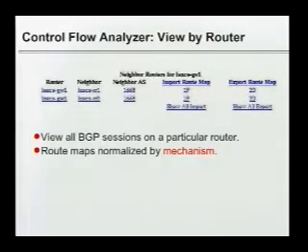So for example, you can look at all the BGP sessions at a particular router. You can say, give me the BGP sessions at this gateway router in LA. And it'll say, oh, you've got 2 sessions to a particular AS, and here are the import and export route maps that you're using on those sessions. And again, the route map numbers are normalized based on what they do, not what they're called.